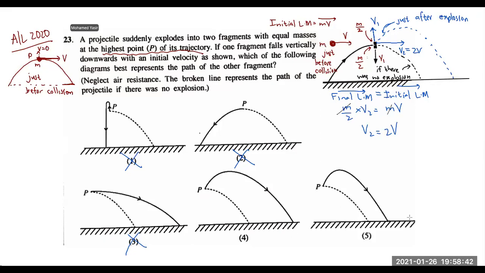Then when you compare fourth and fifth, which one do you think is the most accurate answer, guys? The most accurate answer is the fourth one, because in the fourth one you can see the displacement has doubled. So the answer for this question is fourth. It's a mixture of conservation of linear momentum and projectile motion.